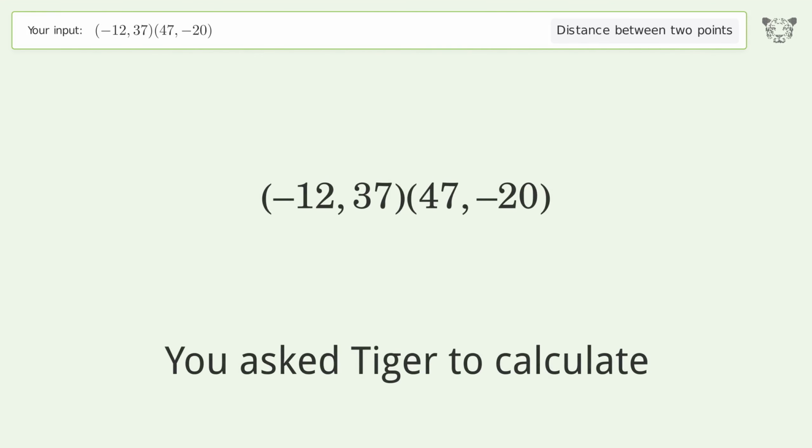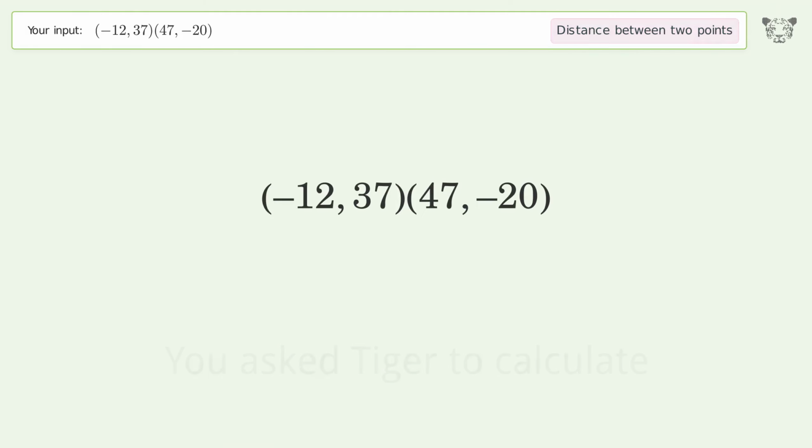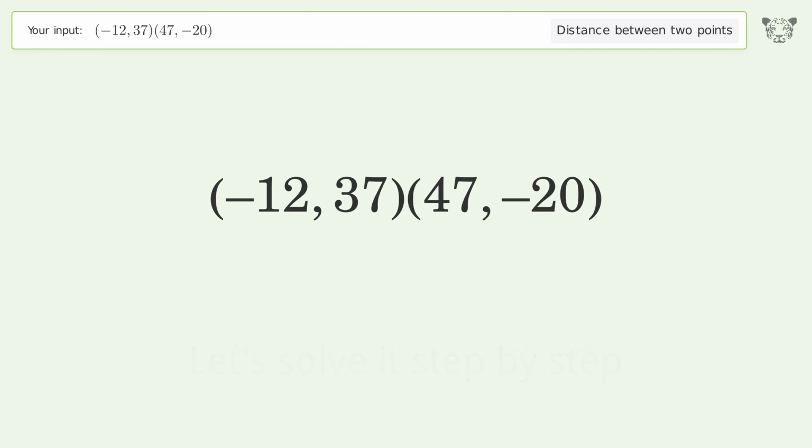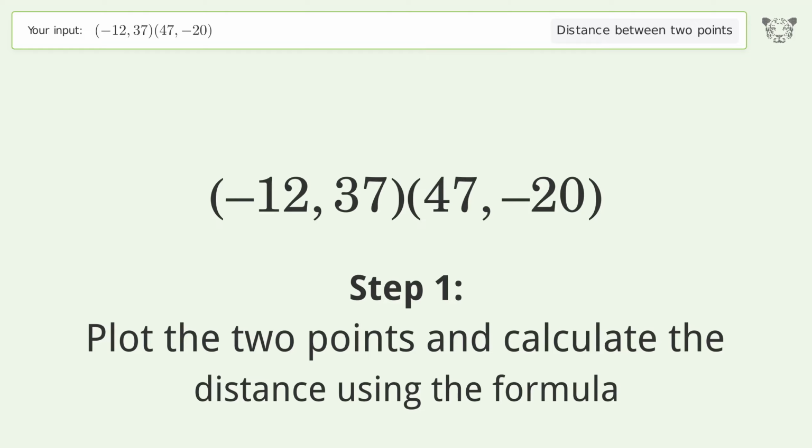You ask Tiger to calculate. This deals with the distance between 2 points. The distance between the 2 points is the square root of 6,730, or 82.037. Let's solve it step by step. Plot the 2 points and calculate the distance using the formula.